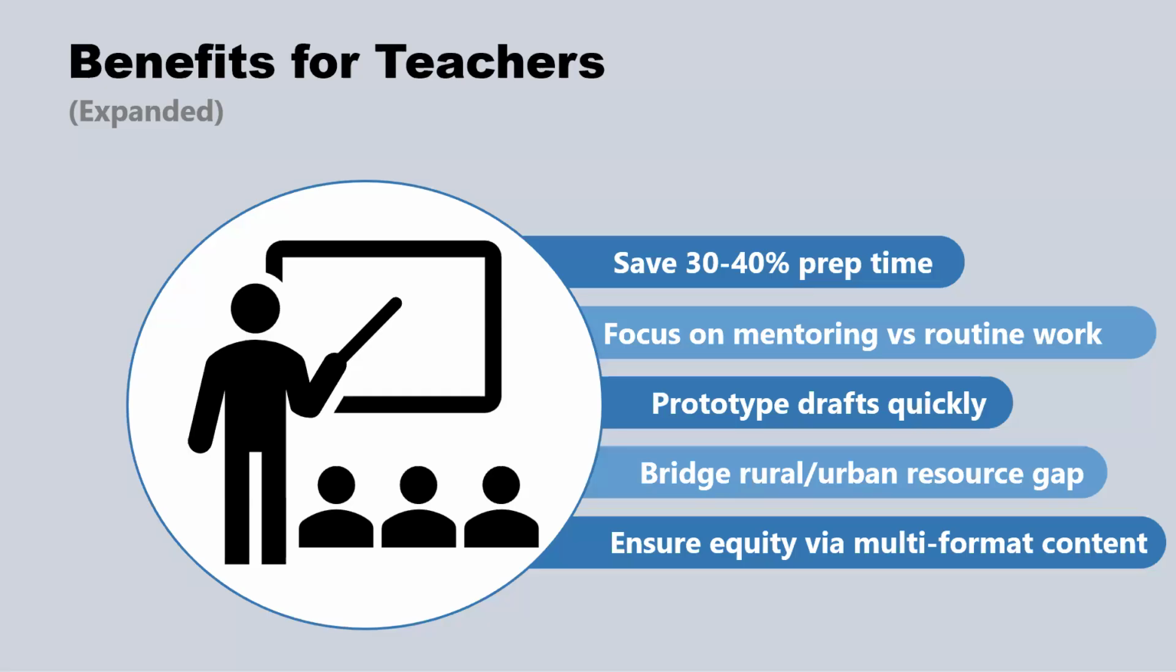So when I am dependent on the AI, almost 30 to 40% of my preparation time gets down. I can focus on mentoring, which is my routine work. I can also see to it that the prototype drafts quickly. We can also have the eradication of the digital divide, which is always the gap between the rural and the urban resources. And always we need to concentrate on ensuring equity by means of multiple sources of forums, right?